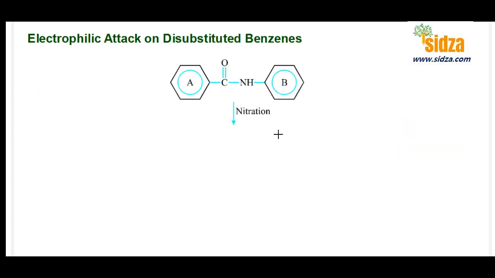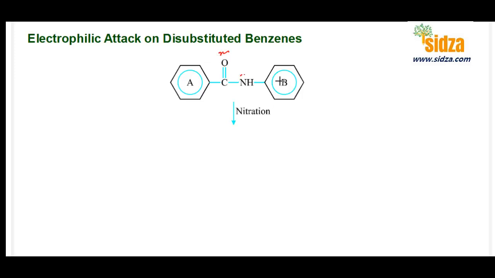Let's take one more example. Say in this case we have two benzene rings in the same molecule, and you can see we have two different groups attached to the benzene rings. The ring over here, ring A, is attached with the carbonyl group, which is an electron withdrawing group. That means it is a meta directing group. So ring A is attached with the meta directing group, right?